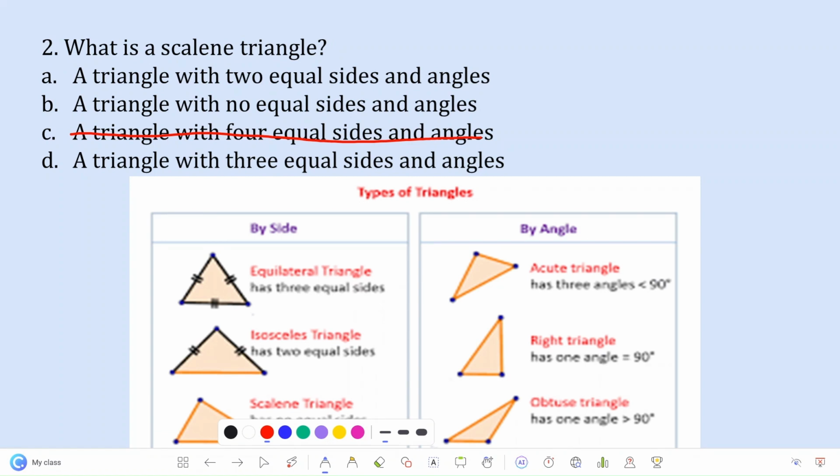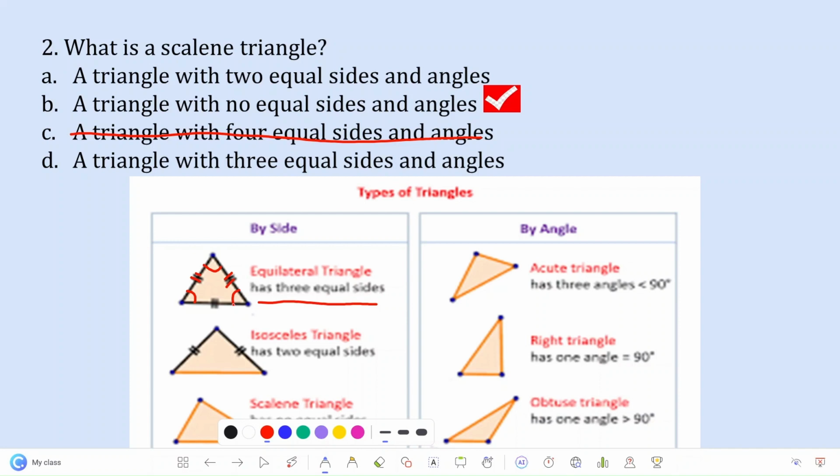Pero, since hindi na po tayo pwede makapag-eliminate, let us recall po ang definition or ang properties ng mga triangles. Meron po tayong tinatawag na types ng triangle. Una, by side, at ikalawa, by angle. Dito po tayo punta sa types of triangle by sides. Meron po tayong tatlong uri. Una po ang equilateral triangle. Ang equilateral triangle may tatlo siyang equal sides. Kapag equilateral ang triangle mo at tatlo ang equal sides mo, susunod na rin dyan na tatlo ang angle mo.